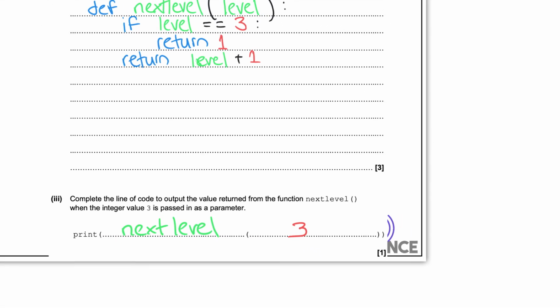Anyway, when we call next level, what is the parameter we're sending it? Yes, 3. And 3 gets passed on here. Level becomes 3. If level is equal to 3, it returns 1. So what will be printed? 1. Absolutely. Actually, this would work in Python, but you might need to change it, because currently what's returned is an integer. If you wanted to print it, you might have to cast it as a string.